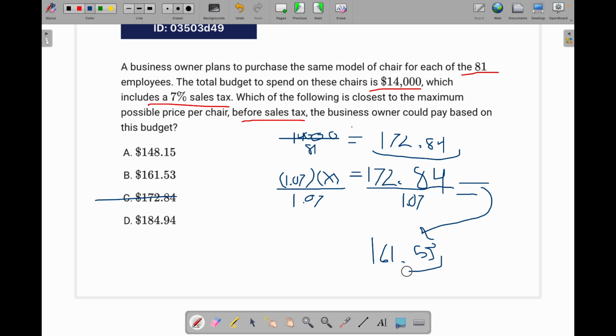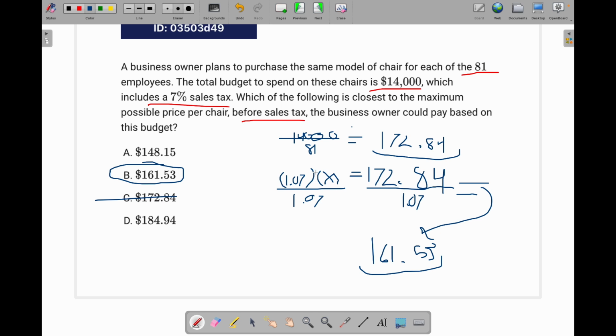Now, this problem is confusing if you don't try and set up equations. So here's my next tip. Always try and set up equations when possible. Because if not, you're going to get confused with how percentages work. And what I'm going to guess most of you would have done is multiply this 172.84 times 0.93. But that's going to be wrong, because you didn't set up your equation properly. It needs to look like this, and you need to actually divide it by 1.07.